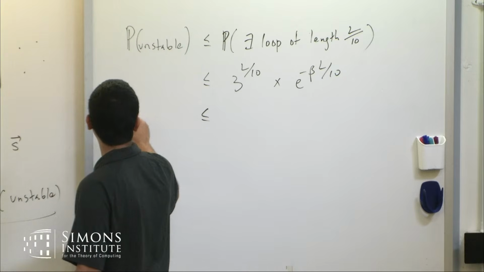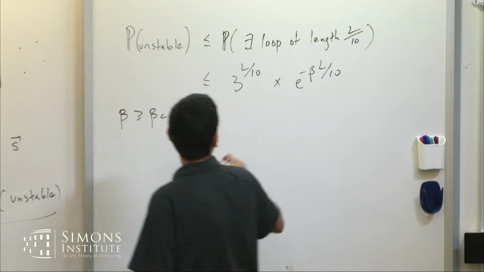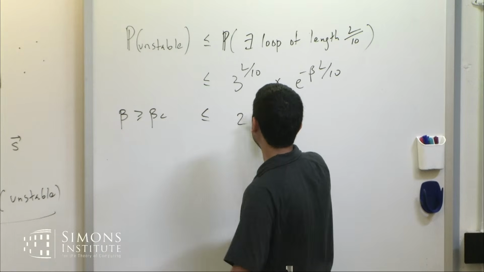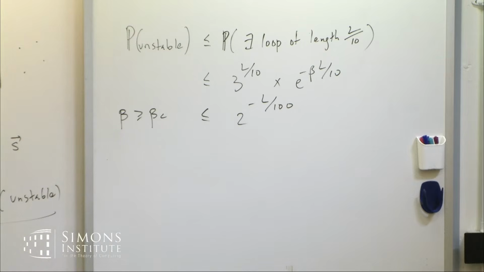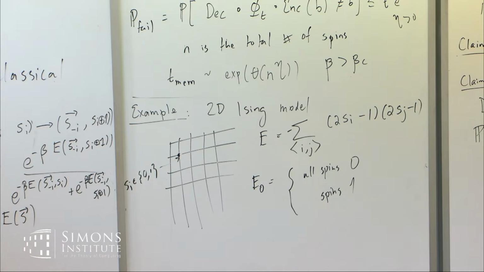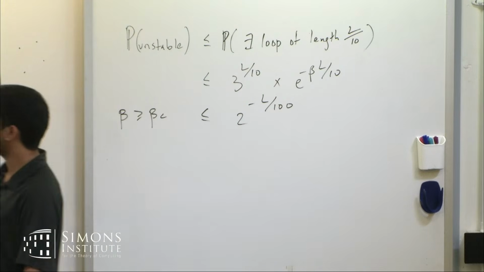So when beta is larger than some critical value, this is exponentially small. I've got to add the very important point that this is true for beta larger than some critical value. Of course, it's not true for all beta. But for beta larger than some critical value, this probability is exponentially small. And this means that the memory time is exponential in L, and L is roughly square root of n. Okay?